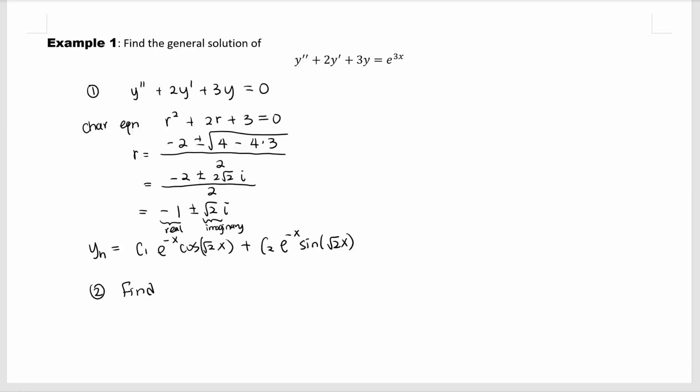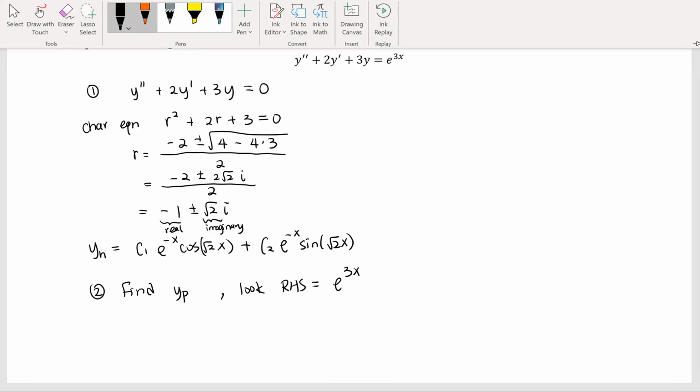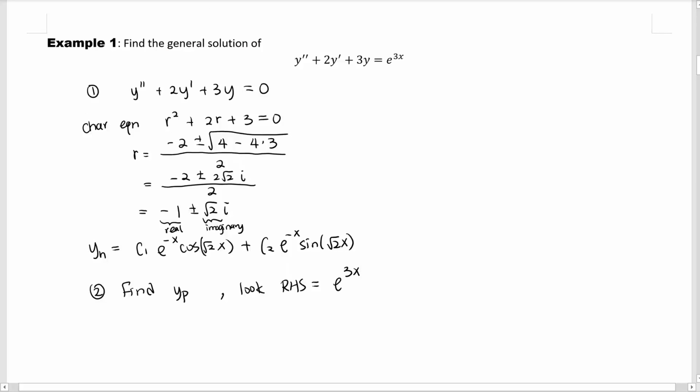Okay, so part 2. How do we find the particular solution? Well, look at the right-hand side. In this case, it's e to the 3x. Okay? What does this correspond to? So, we know a polynomial corresponds to the root 0. And so this is a real exponential. So it corresponds to the root 3.